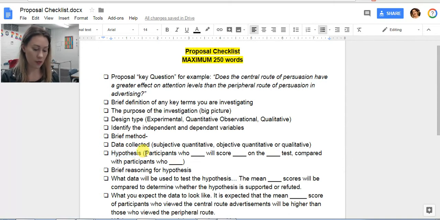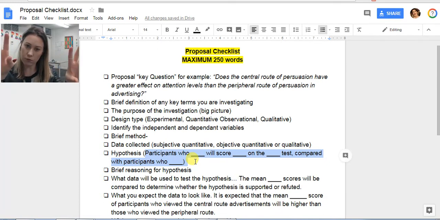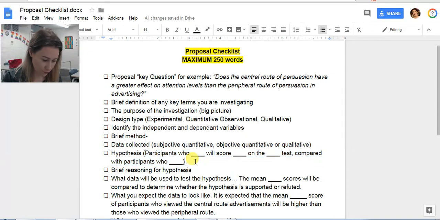All right, so participants who drank full strength coffee will score higher on the reaction time test compared with participants who consumed decaf coffee. So you need to make sure you're saying both the groups, so the independent variable, both the groups, and the dependent variable, which is what you're testing them on.